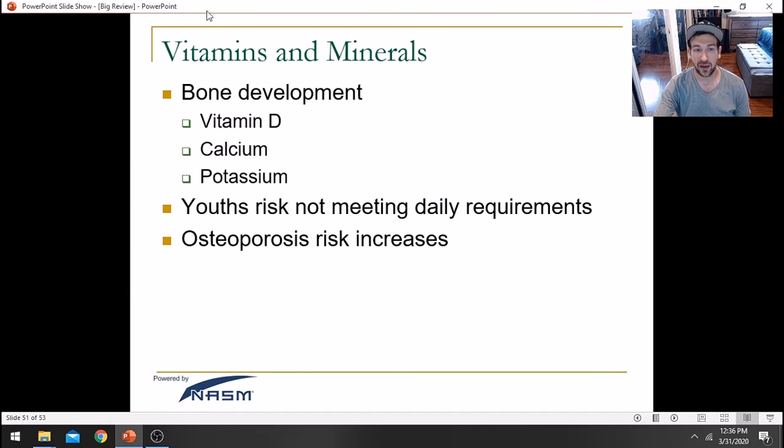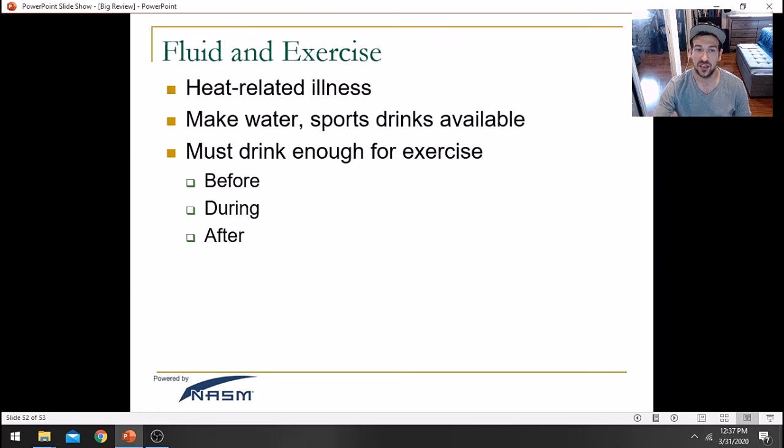Then we also have our micronutrients, vitamins and minerals. The primary ones we're going to focus on for youths are vitamin D and calcium so that we can effectively grow healthy bones. But potassium is really important to keep muscles from cramping as well. Obviously all of your vitamins and all of your minerals are important. We want to make sure that we're getting plenty of nutrient-dense food rather than just energy-dense food, right? I mean, we want calories, but we want plenty of calories with plenty of nutrients as well.